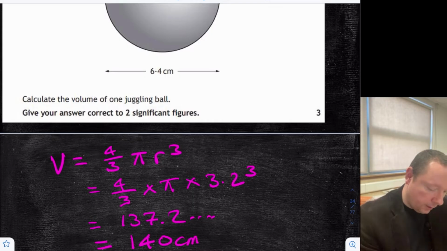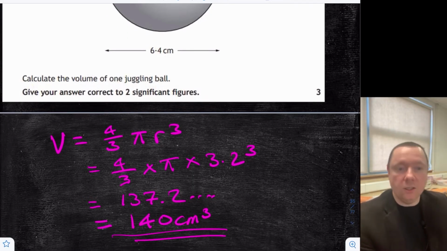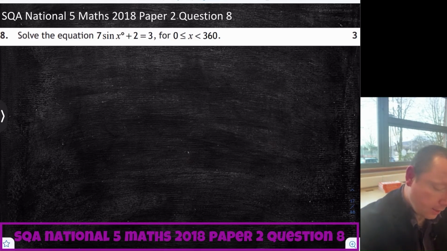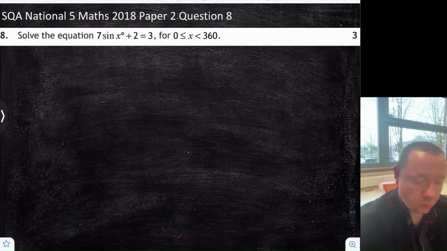140 cubic centimetres, and we're done. SQA National 5 Maths 2018, Paper 2, Question 8. Solve 7 sine x plus 2 equals 3.